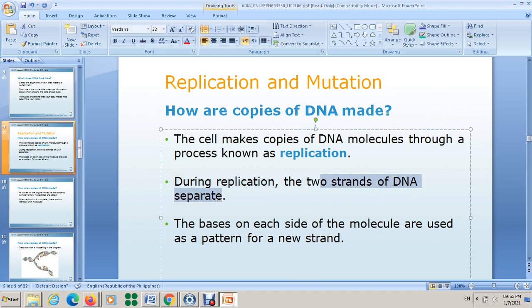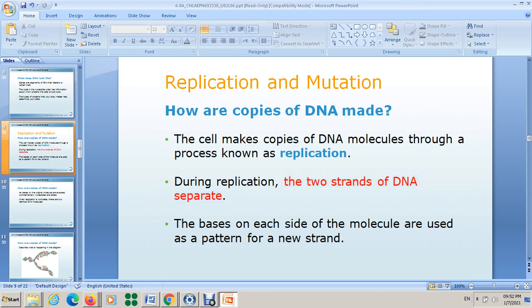So for the first step, you have to write here number 1: the two strands of the DNA will be separated. Then the bases on each side of the molecule are used as a pattern for a new strand. What does that mean? Let's study this. This is the second step: the bases on each side of the molecules are used as a pattern for a new strand.